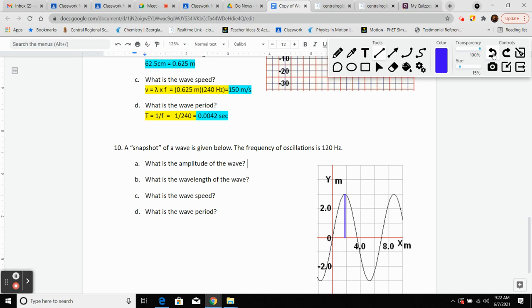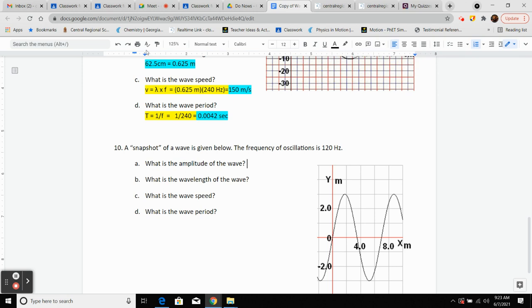So amplitude is up and down, but only from the middle point. Someone in my other class went from the bottom of a trough to the top of a crest, so they thought it was 6. But amplitude is just from the middle point to either a crest or a trough, either one of those. So we're going to write 3 meters.